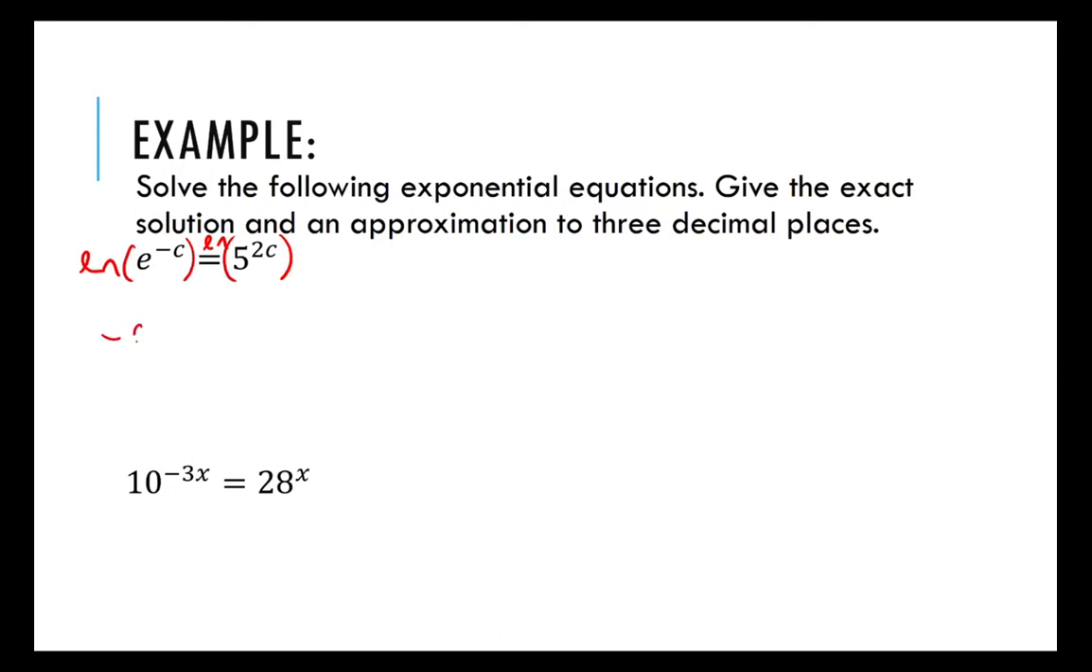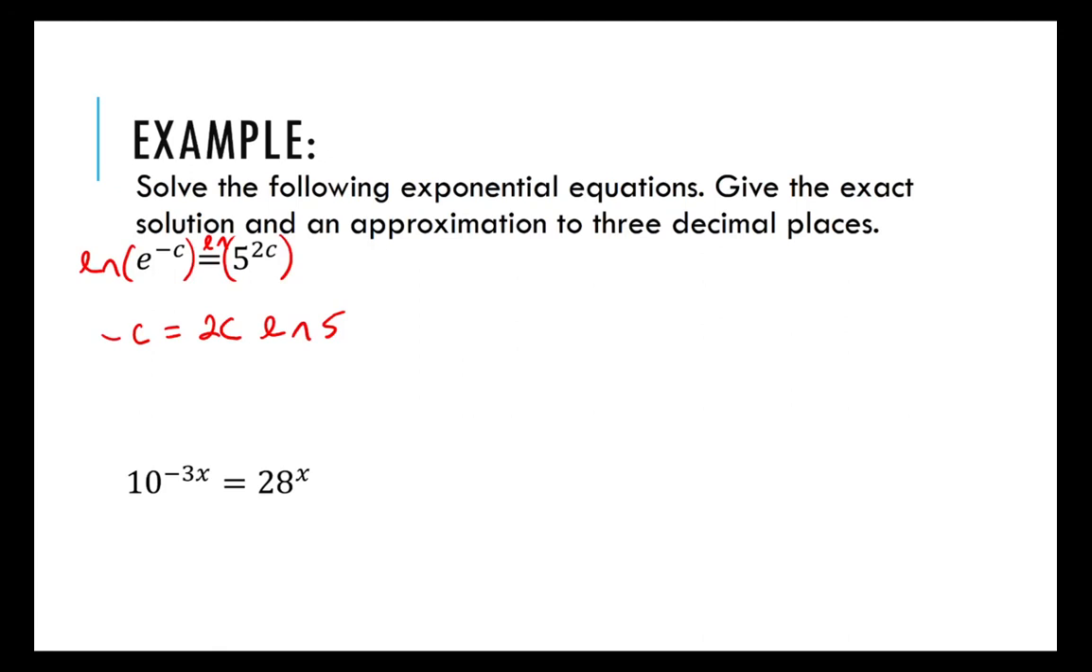So then what does this give me? This gives me negative c times the natural log of e, but the natural log of e is 1, which is then equal to the natural log of 5 to the 2c, which brings the power 2c out front, times the natural log of 5. At this point, I still need to solve for c, but there's a problem. I assume that I need to divide by c because this is 2c times natural log of 5. But at this point, there is a problem. C could be 0, and because c could be 0, I cannot divide by that.